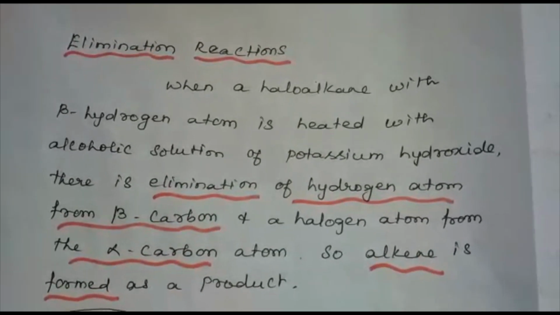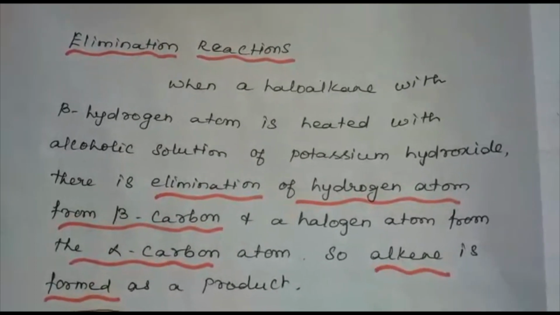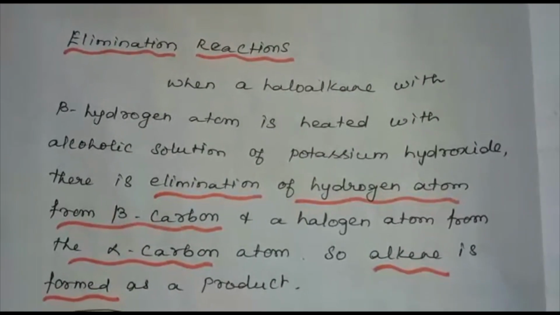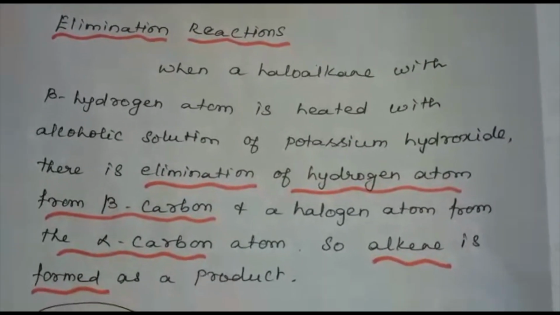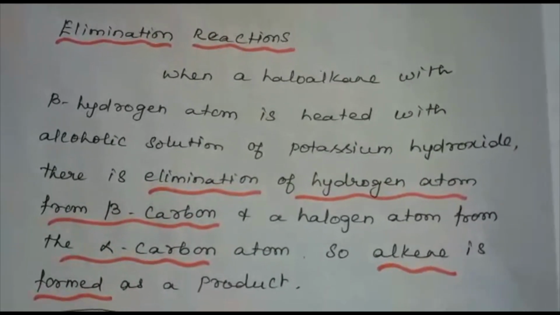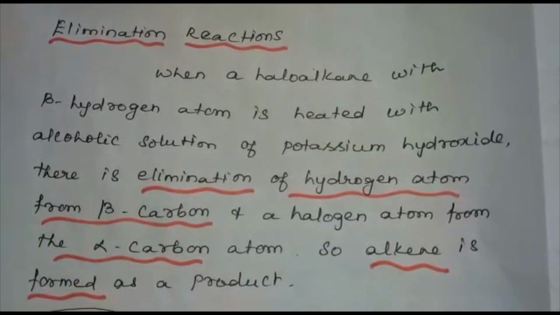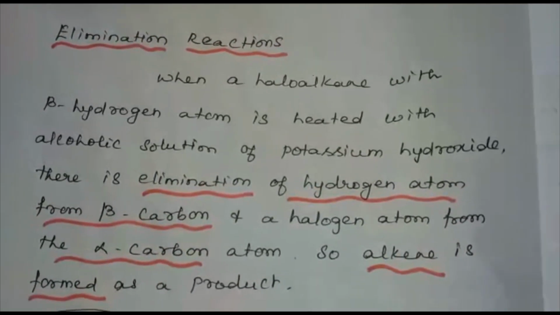Now let us discuss elimination reactions. When a haloalkane with beta hydrogen atom is heated with alcoholic solution of potassium hydroxide, there is elimination of hydrogen atom from beta carbon and a halogen atom from the alpha carbon atom. So alkene is formed as a product.